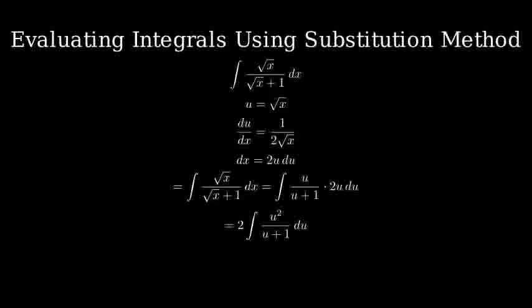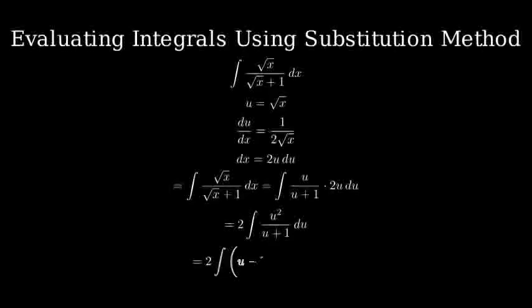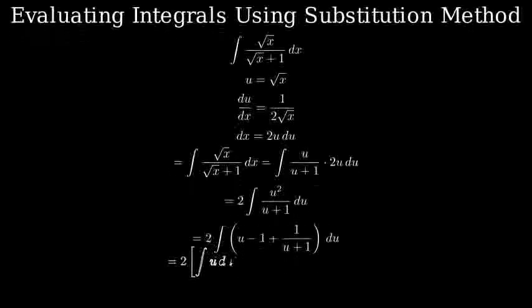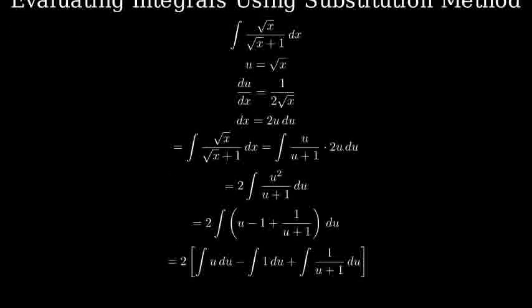We can use polynomial long division to make this easier. Divide u squared by u plus 1. After division, we get u minus 1 plus 1 over u plus 1. This means that our integral becomes 2 times the integral of u minus 1 plus 1 over u plus 1 du. Now, split the integral up to make it easier. We can write this as 2 times the integral of u du minus 2 times the integral of 1 du plus 2 times the integral of 1 over u plus 1 du.